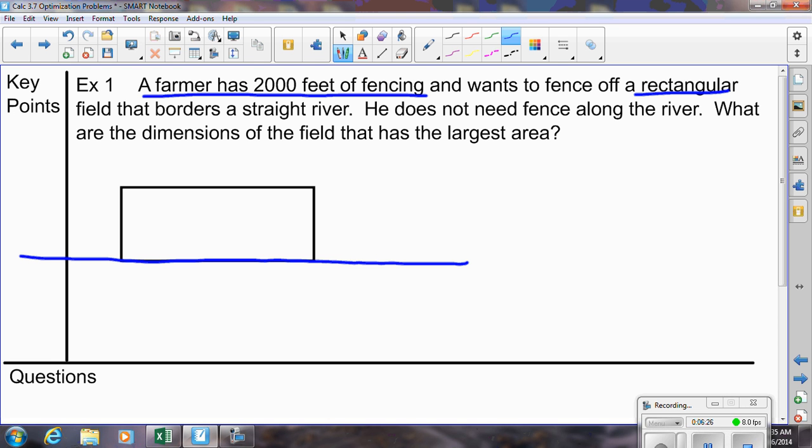Yeah, we could potentially have the river be on the top. We could have the river be on the left. We could have the river be on the right. It doesn't really matter how you draw it. It's a valid question. Does the river have to be on the bottom? No, I just like putting my rivers on the bottom for some reason.